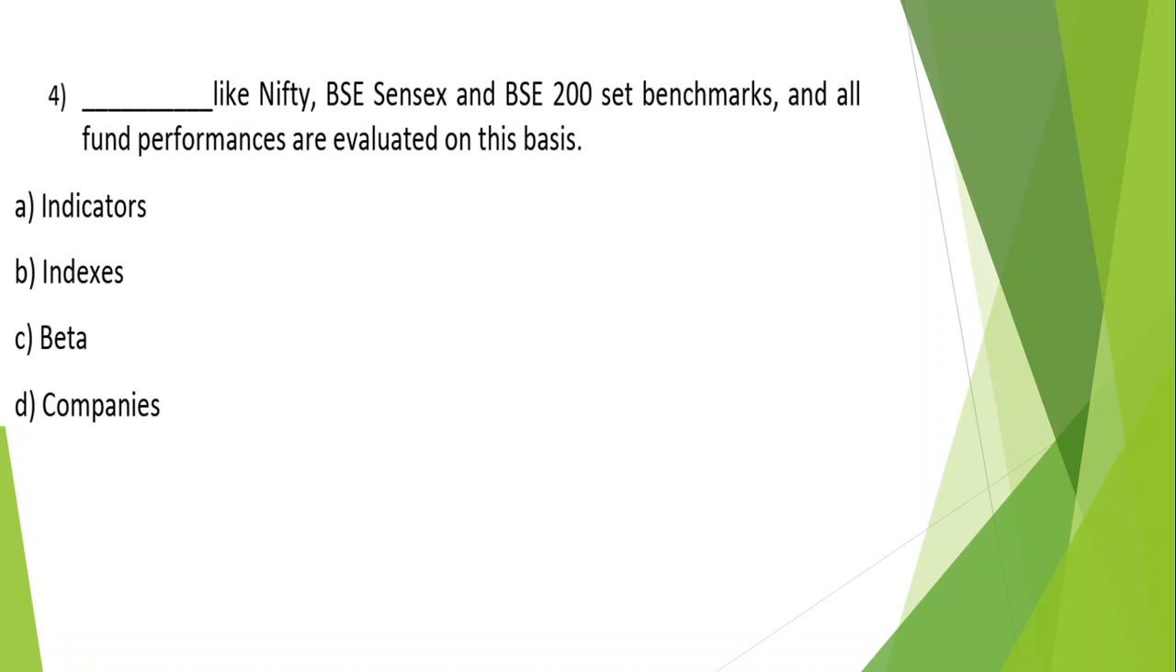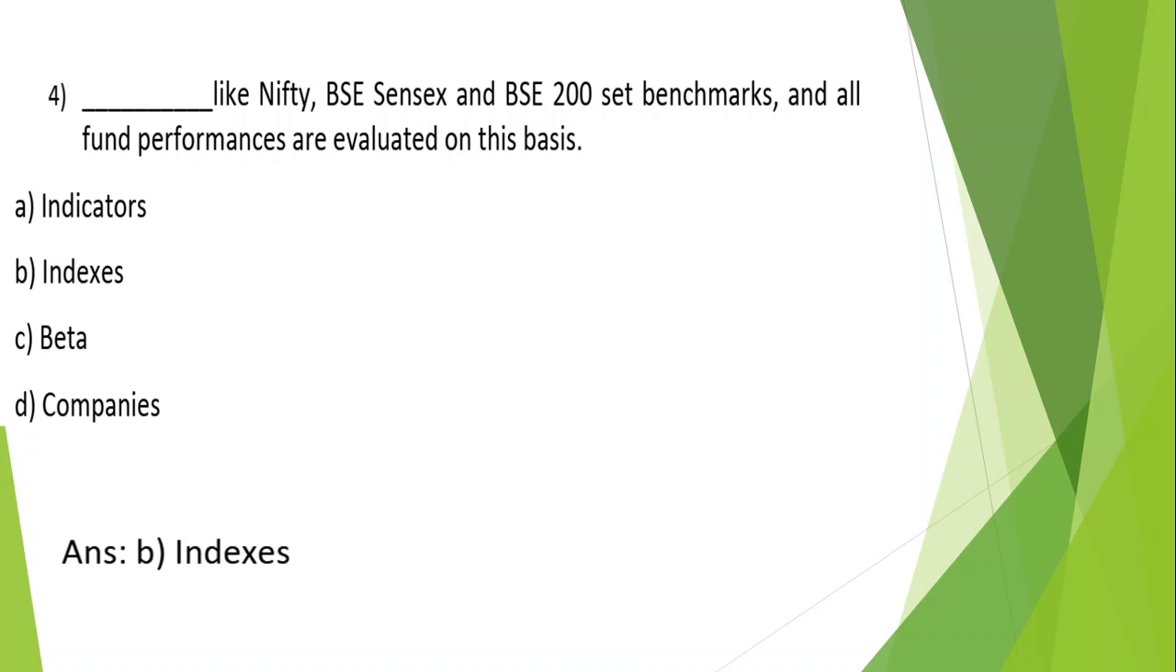Similarly, we have one more question. Dash like Nifty, BSE Sensex and BSE 200 set benchmarks, and all fund performance is evaluated on this basis. Option A, indicators. Option B, indexes. Option C, beta. Option D, companies. Which is the right answer for filling this blank? Any guess? The answer is option B, indexes.